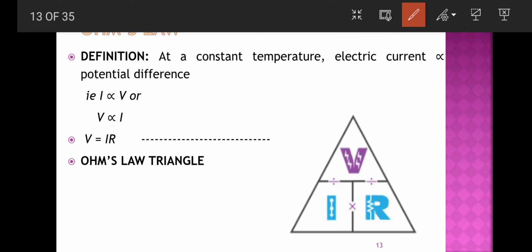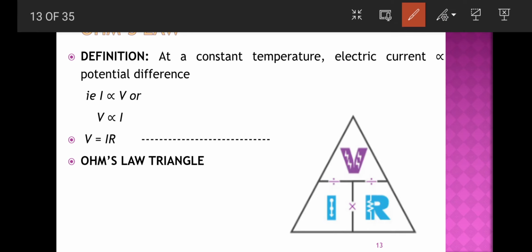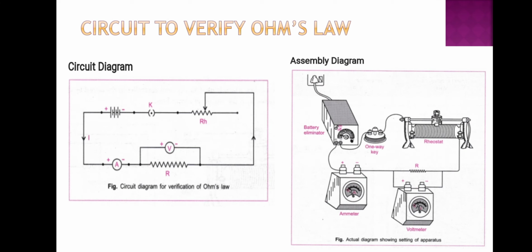Hope you can understand. See, V is equal to I into R. Okay, and then R is equal to V by I. Then I is equal to V by R. Fine. So we can rearrange and get the formula for the different quantities from this. Okay, this is the magic triangle.